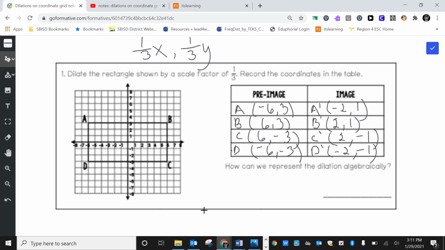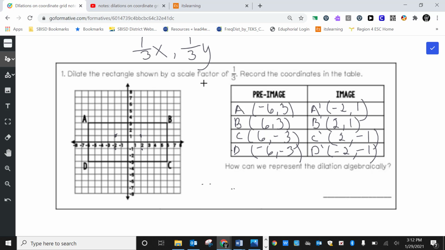So I have -2, 1. And then I'm going to plot 2, 1. And then I have 2, -1. And then I have -2, -1. And then I can connect it.